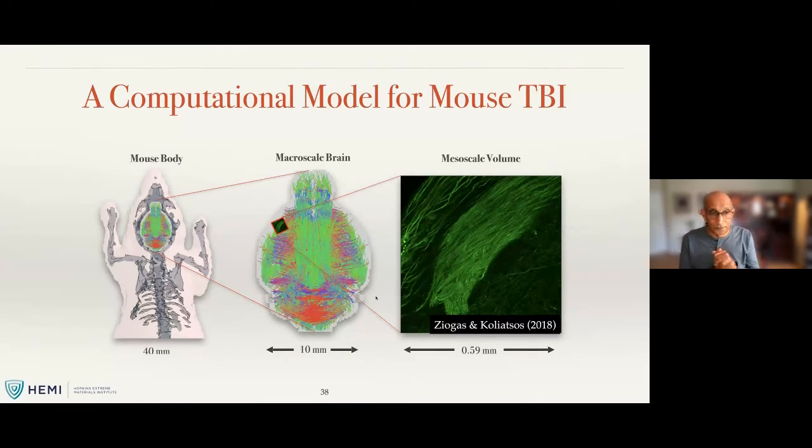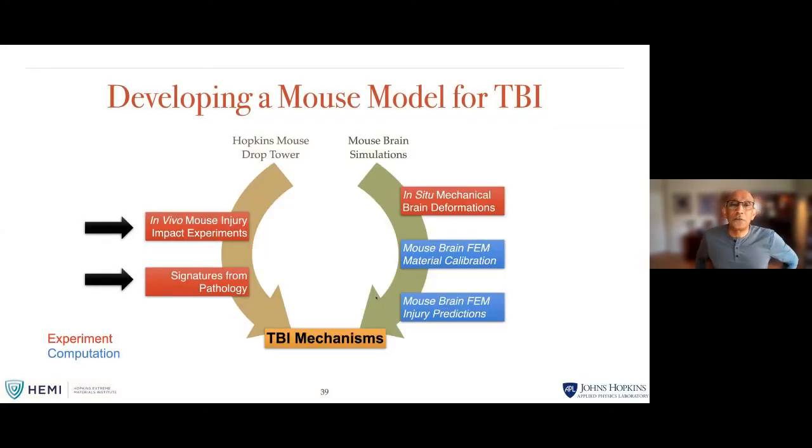So here's a mouse model. You take the whole mouse, and you can build a model for the mouse. This is due to the Army Research Lab and Amy Degro. So you then have a model for the mouse brain, and in the mouse brain, you can track the fibers. My colleague Vasily Kolyotsis at Hopkins in pathology gives us the fiber orientations using Clarity. So we have all of that information, and then we do these kinds of experiments. On the left, we do drop tower experiments, which allow us to see the motion in the brain. On the right, we do simulations, and then we bring those together to understand mechanisms.